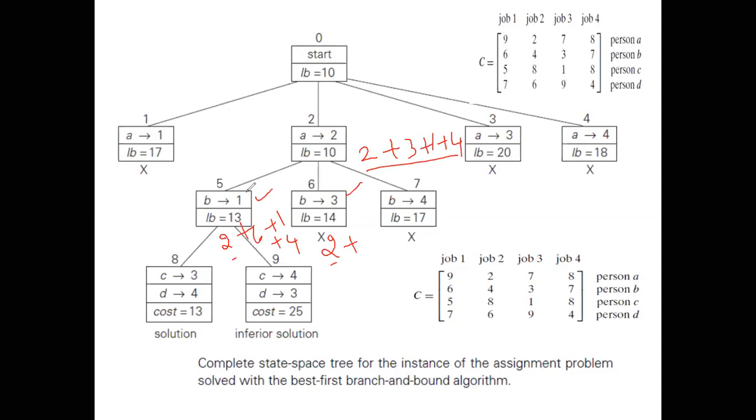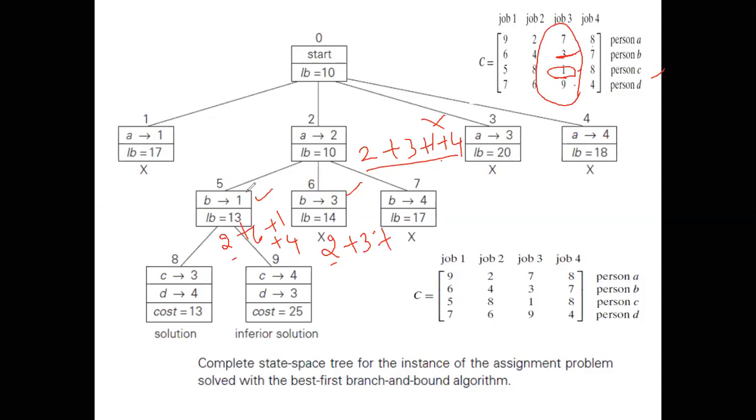So 2 plus, what is the cost if I assign job 3 to person B? The cost is 3, correct? So 2 plus 3 plus, can I assign job 3 again here, because 1 represents the cost of job 3 for person C? Can I use this? No, because there is a constraint: no two costs can be selected from the same column. If you observe here, 3 and 1 are in the same column, so this cannot be selected. Okay, so what is the next? If 1 cannot be selected, what is the next option? The next option is to select the next minimum.